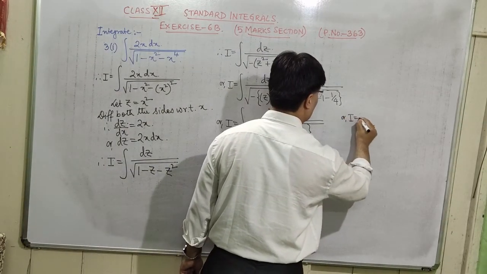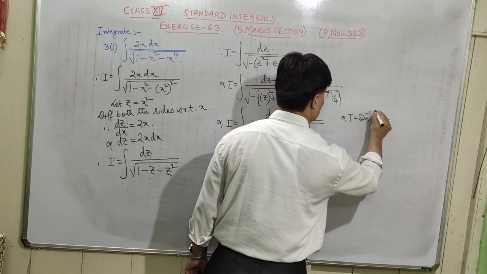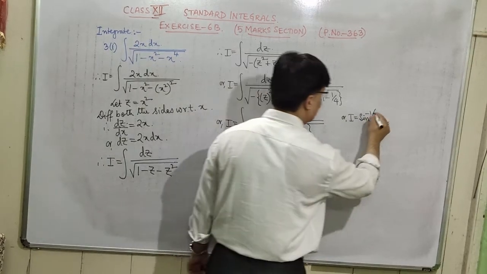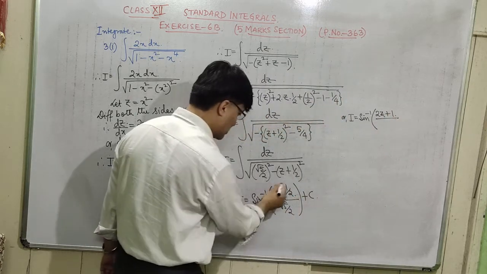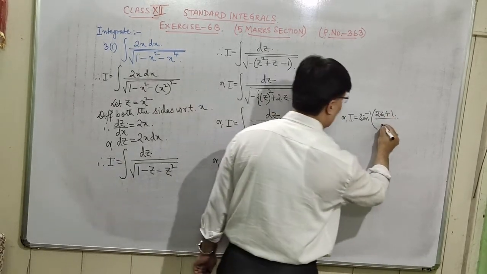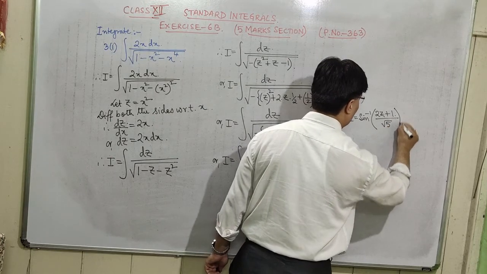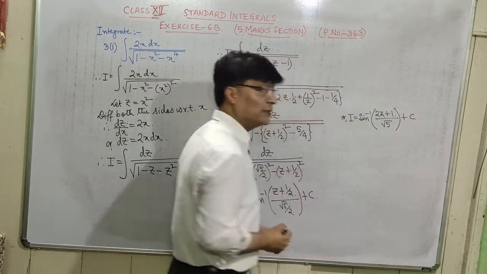I is equal to sine inverse within bracket 2z plus 1. This is 2z plus 1, isn't it? 2z plus 1, this 2 will be cancelled, upon root 5 bracket closed plus c.